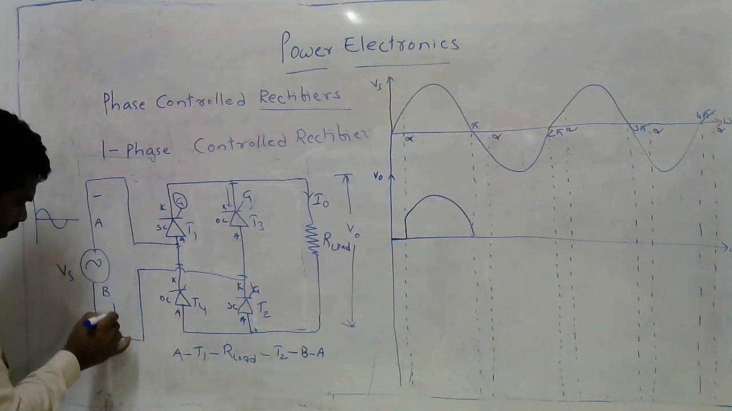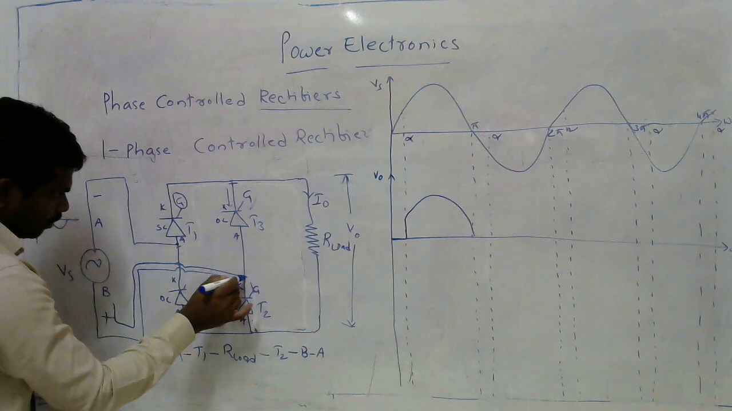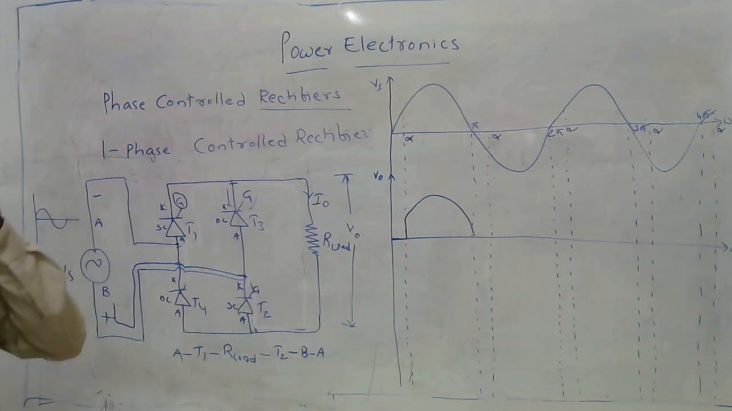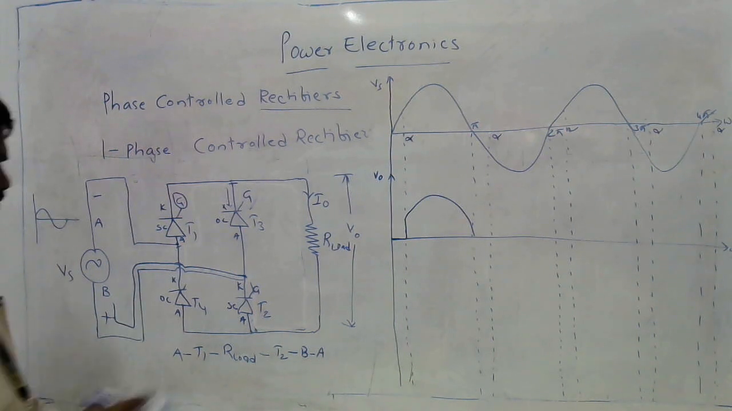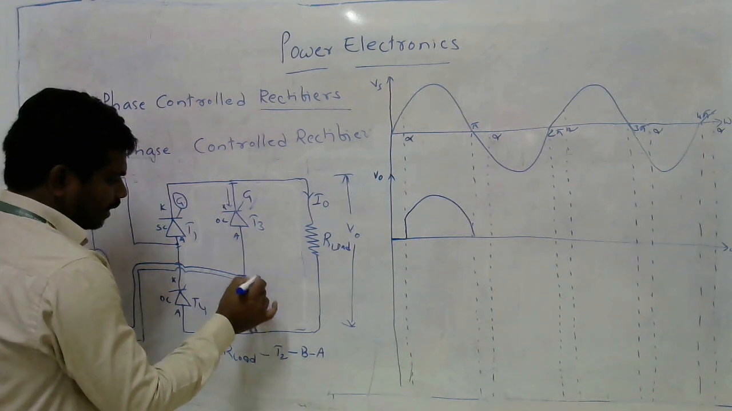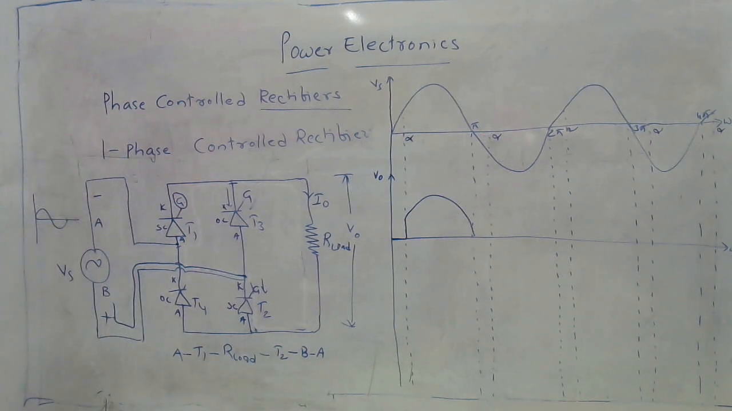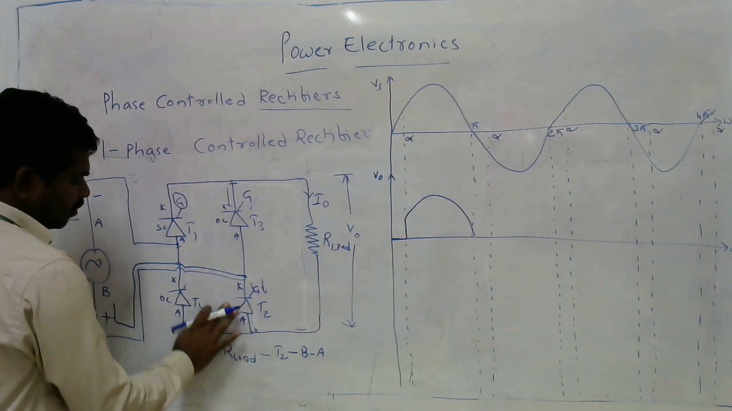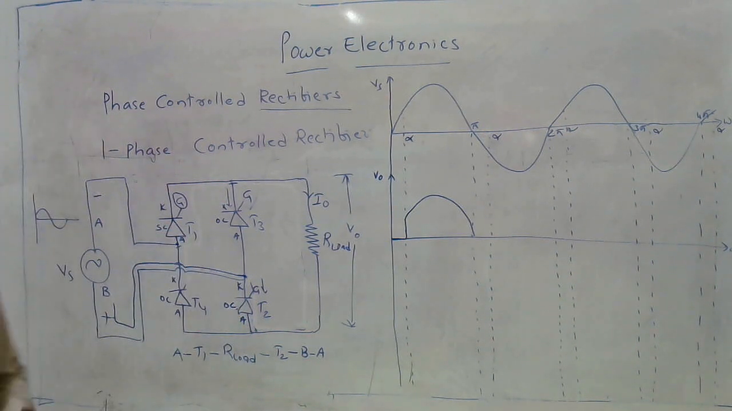This current is coming out like this and entering into this node. Then the current has two paths to flow. If the current is trying to move towards T2, as I said, this is a reverse bias condition. Why is it in reverse bias condition?